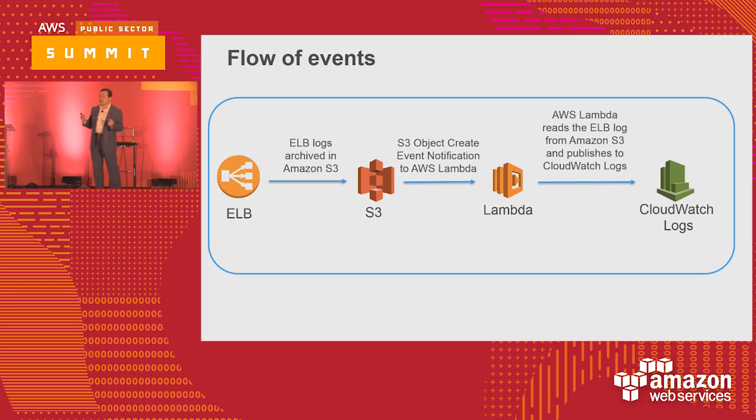S3 has this feature called event notification. So you can be notified of an event anytime an object is created, deleted, updated, any of that. In this case, we're going to have an event notification that triggers from an object's creation. So when the log file gets dropped into the S3 bucket, it's going to notify Lambda. So Lambda knows, hey, something just got dropped into this S3 bucket. Lambda is going to trigger a function. The function is going to read from the ELB log and publish the contents of that log from S3 into CloudWatch logs.